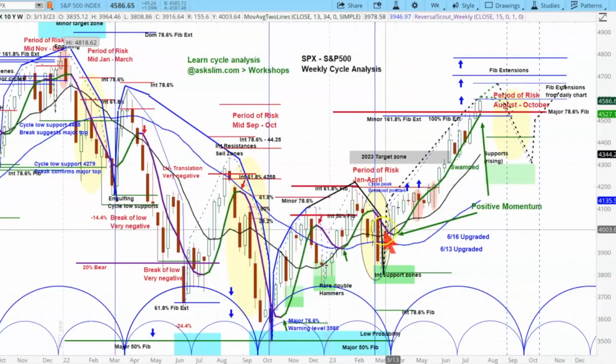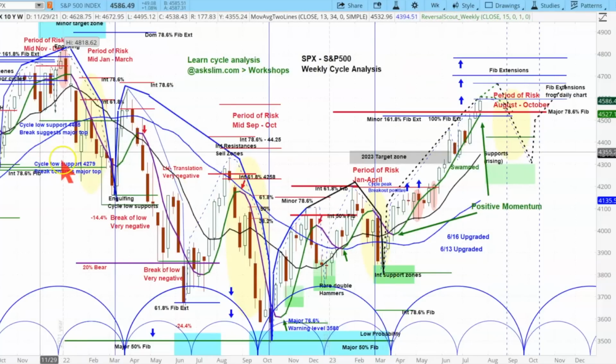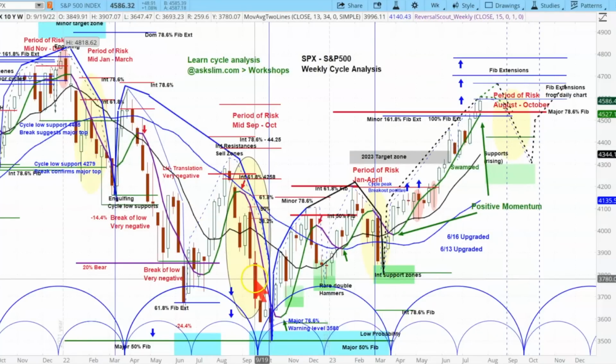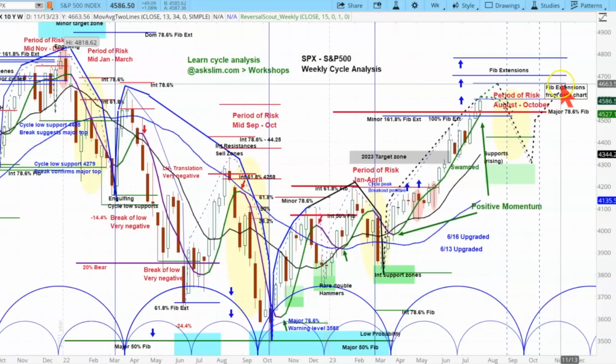You can see in here it got down to the support level right in there. These were negative cycles, so they did much, much worse, and this is a positive cycle, so we're only anticipating a decline of, let's say, 300, 350 points, which would be pretty normal, and that would be maybe 6, 7, 8%, something like that during that period, and then moving up again.